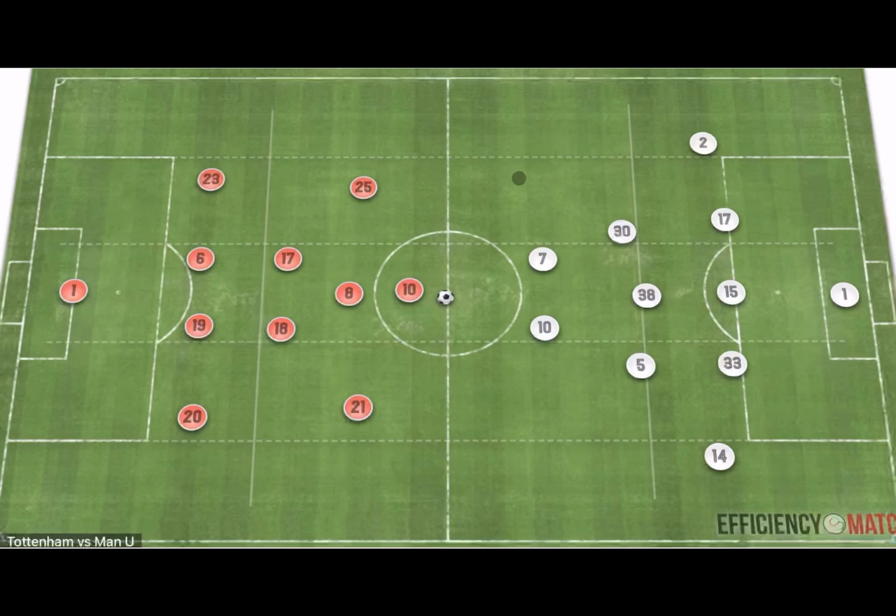This video is going to be looking at Manchester United and how they beat Tottenham Hotspur in the English Premier League.